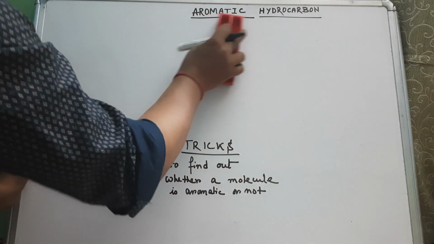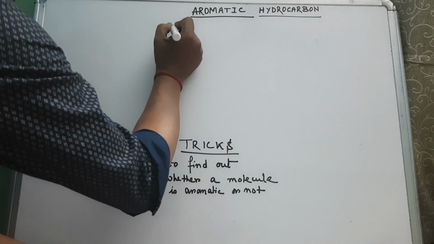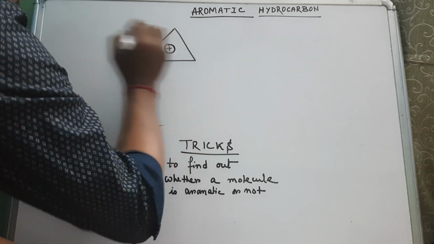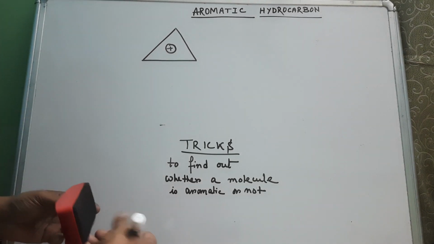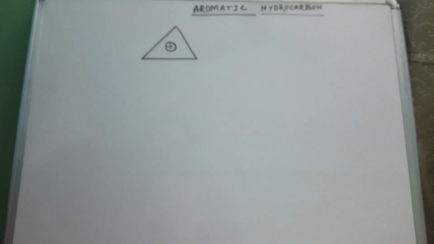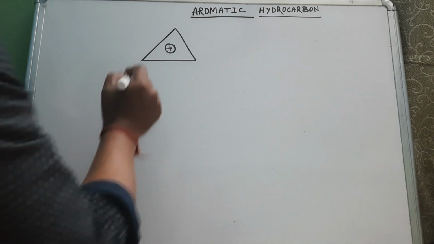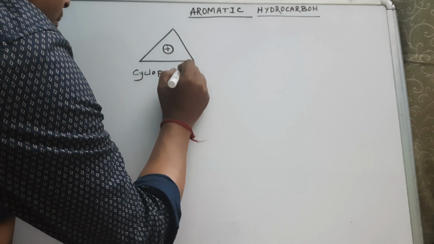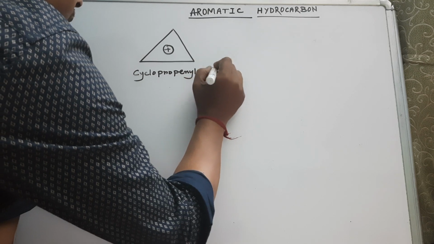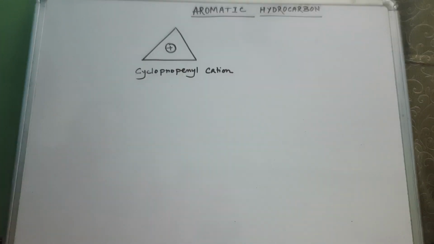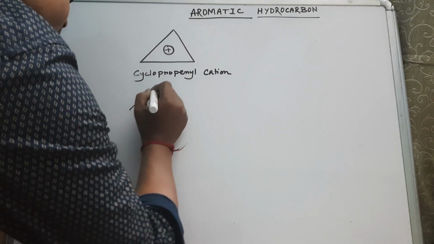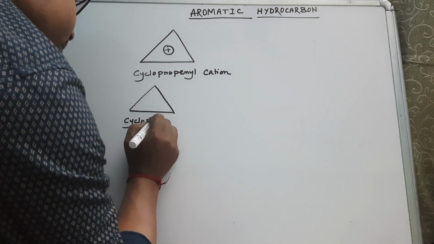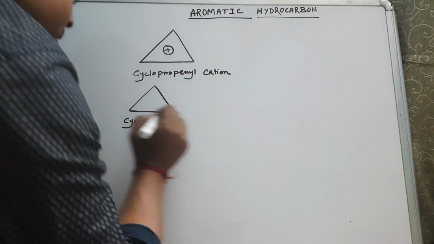Let's take an example. Suppose you have been given this. Whether the structure is aromatic or not, this is an ion. What is the name of the ion? First of all, this is the cyclopropenyl cation. The structure is cyclic. How does this cyclopropenyl cation form? We all know that this is cyclopropane.